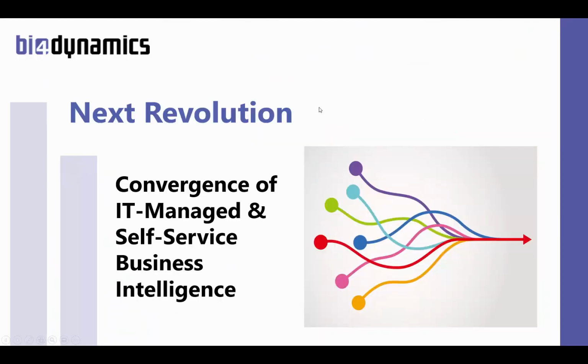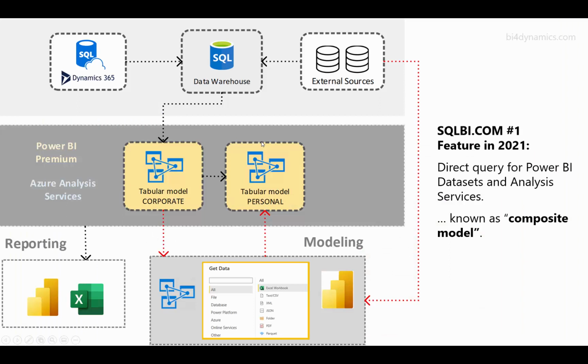Another very important thing is the convergence of IT managed corporate model and self-service BI. This is something that is a must in every project, because users would like to connect to other sources and not go to IT for changes. So how it works. As a base, this feature is available in architectures that are provided in tabular model hosted in Azure Analysis Services or in Power BI Premium. This feature is not available in Analysis Services hosted on premises.